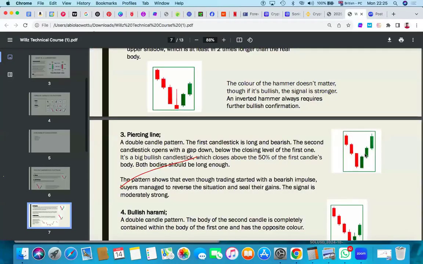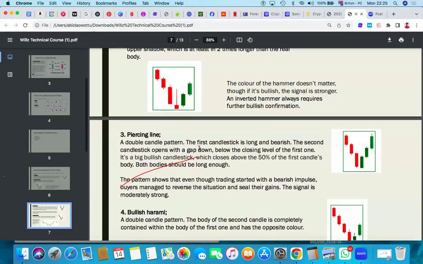So look at the piercing line. You can see it always has a double bottom. This is the example from here, and it meets all our criteria. It's 50-50, the bearish move is 50 and the bullish move is also 50, so it's almost the same size. And then what does it say it does?